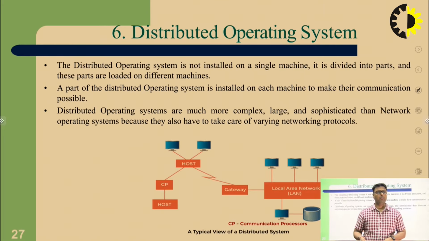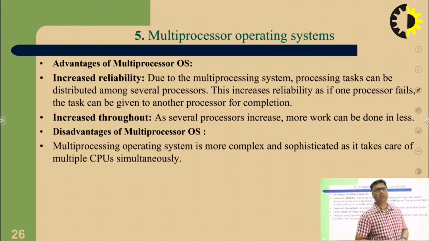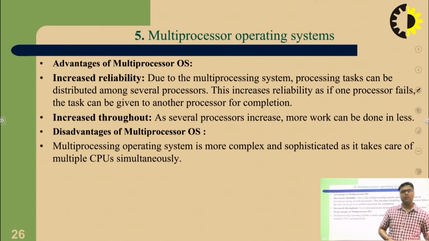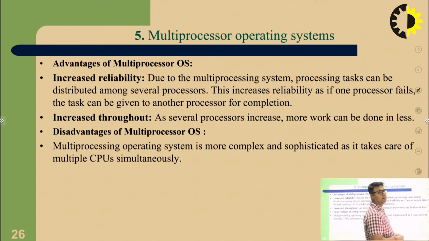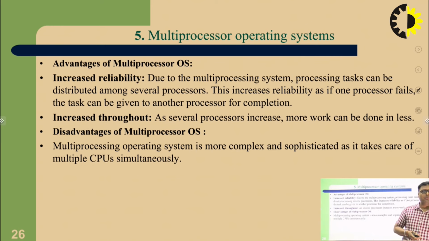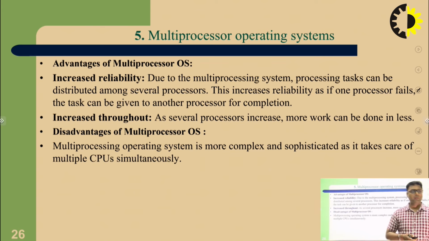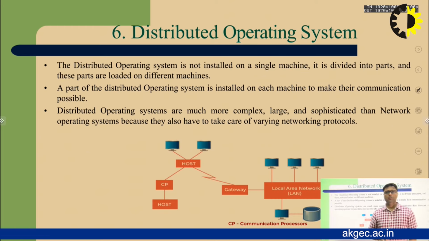Already said, reliability and throughput are very high. Due to the multiprocessing system, processing tasks can be distributed among several processors. This increases reliability, as if one processor fails, the task can be given to another processor for completion. That means if one processor fails and any issues are created, the process is shifted to another processor. So increased reliability is possible in a multiprocessing system, and increased throughput, because processing is very fast. A disadvantage of the multiprocessor operating system is that it is more complex and sophisticated, as is the distributed operating system.